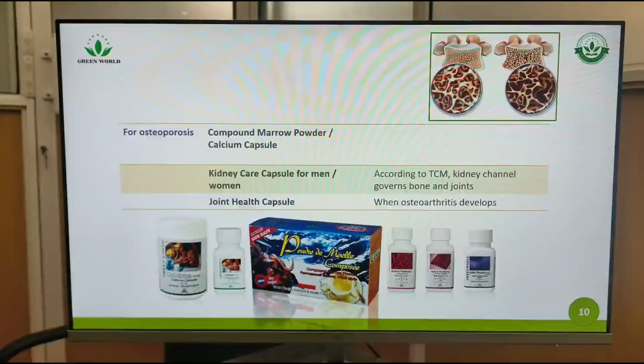Then we also have other organs that we'll have to add on top of the major ones, on top of the calcium capsule or tablet, and also the compound marrow. According to TCM, traditional Chinese medicine, the kidney channel governs bone and joints. So Greenwald kidney care capsule, either for men or women, can also be used for the prevention of osteoporosis. Once you are giving them this, it is also important to add the kidney tonifying, because this will help in the prevention of porous bones.